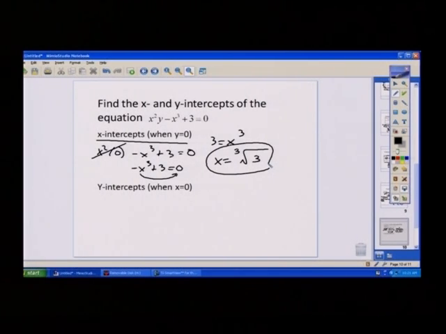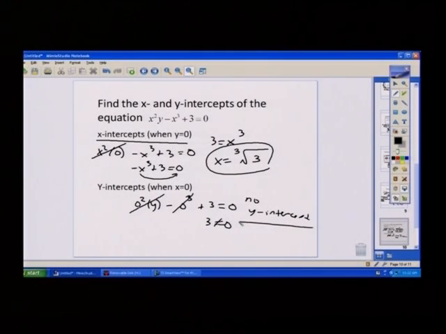And for the y-intercept, I'm going to put 0 in for x. So 0 squared times y minus 0 cubed plus 3 equals 0, which is 0 plus 3, and 3 does not equal 0, so there is no y-intercept at all. So this graph does not cross the y-axis.